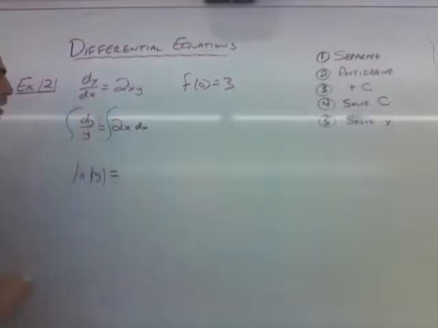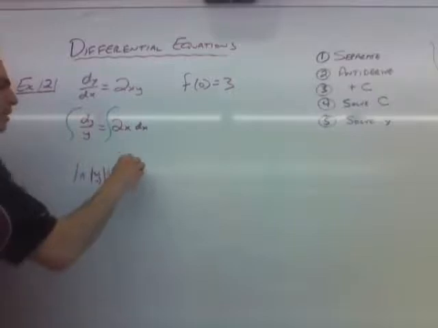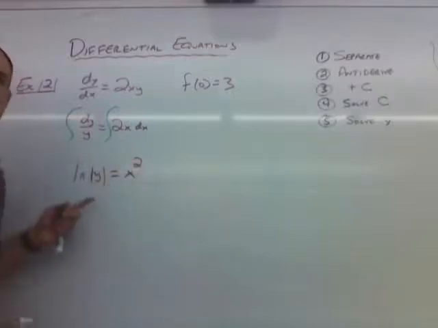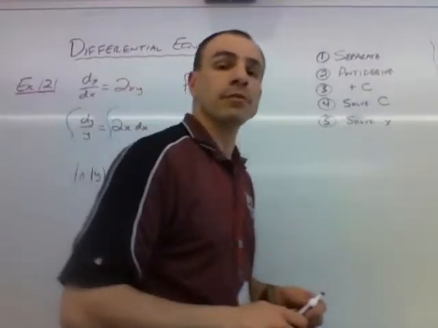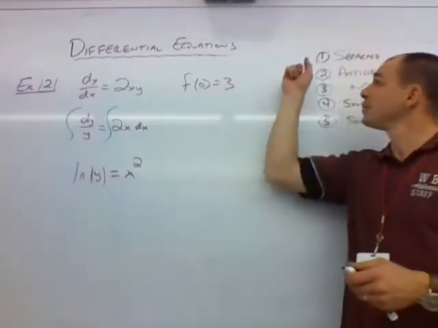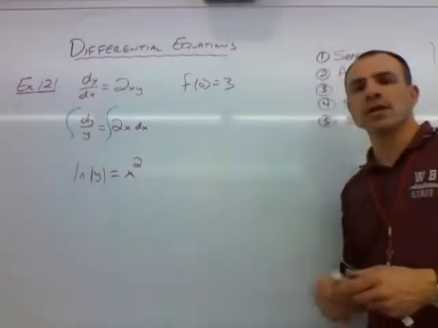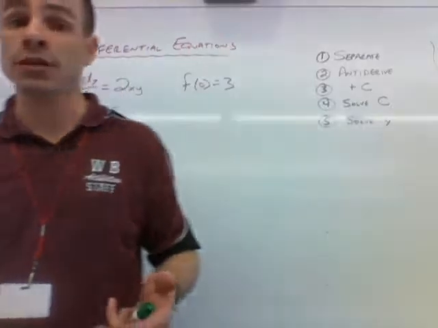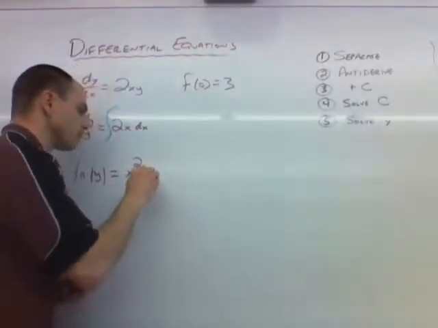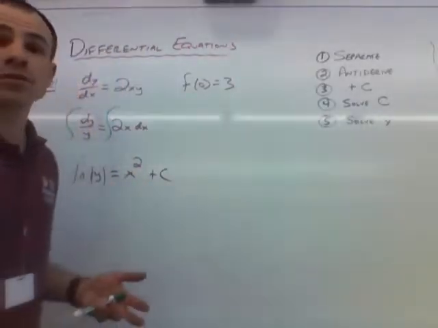And then over on the right side, we know that 2x antiderives to x squared. So there's our two antiderivatives: ln absolute value of y is equal to x squared. Step 2 is done. Step 3 we can finish as well just by placing a plus c after the x squared.